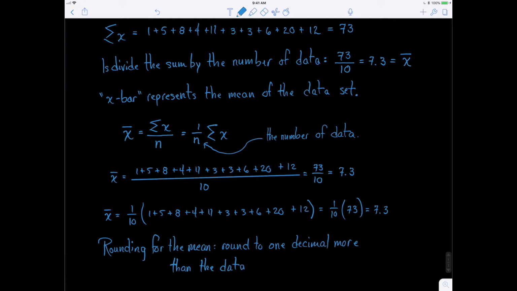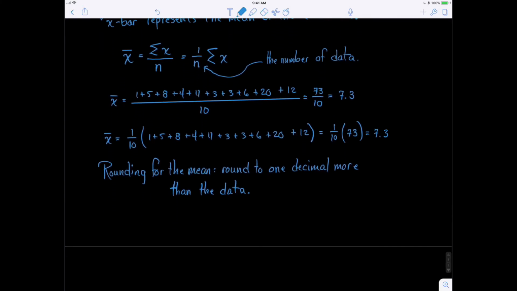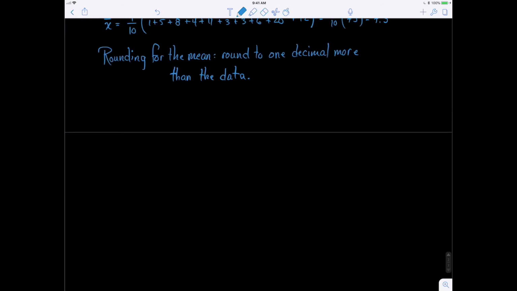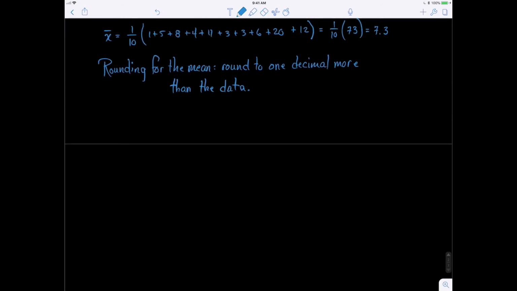Now, in the example that we just did, our data was in whole numbers, our mean came out to tenths, and so there was no rounding that needed to be done. So let's take a look here at an example where in fact we do need to round.